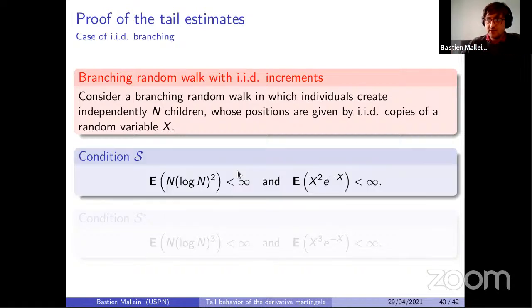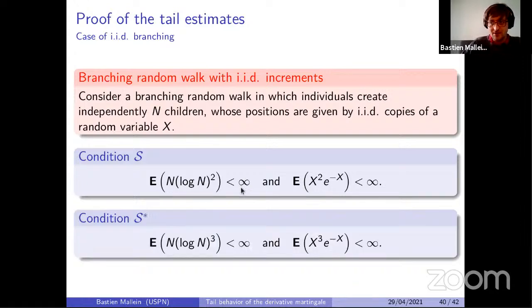Then condition S really looks like the condition for the branching Brownian motion, right? We have the expectation of N log N squared to be finite, and the expectation of X squared e to the minus X to be finite as well. So this is the finite variance assumption, and it is automatic, of course, when you look at Brownian motion. And the condition S star then, right, the expectation of N log N to the cube has to be finite, and the expectation of X cube e to the minus X has to be finite as well. I should have put the X positive part, but okay.